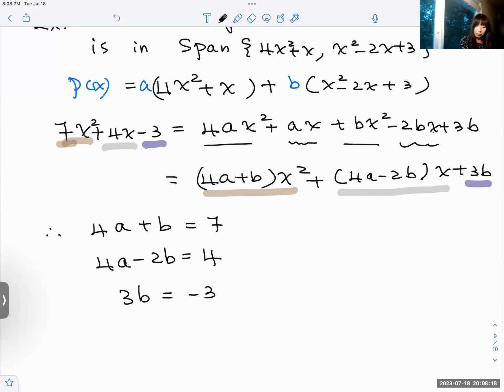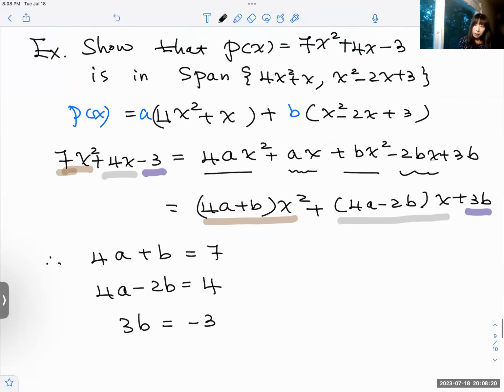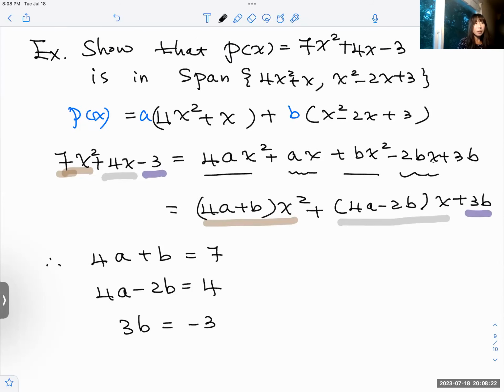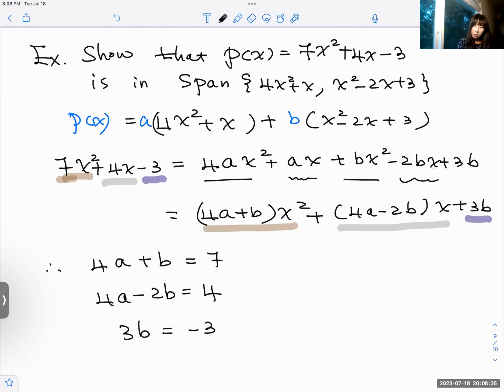Okay, now, did I make a mistake here? Is that 4a correct? 4a minus 2b, shouldn't that be just a minus 2b? Yeah, so correct, this is a, right? Yes, a minus 2b. Thank you very much, that's why I'm asking you. So it should be a.